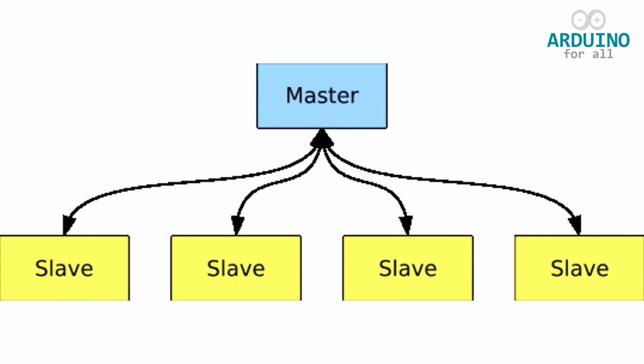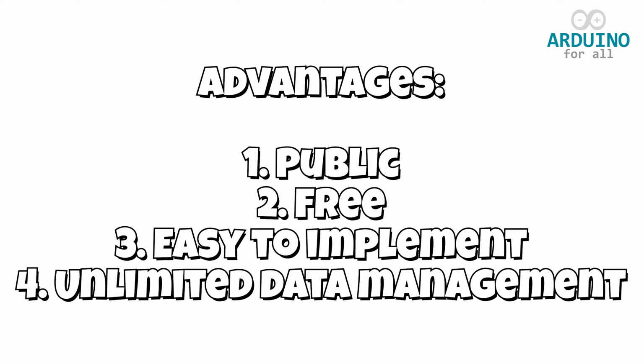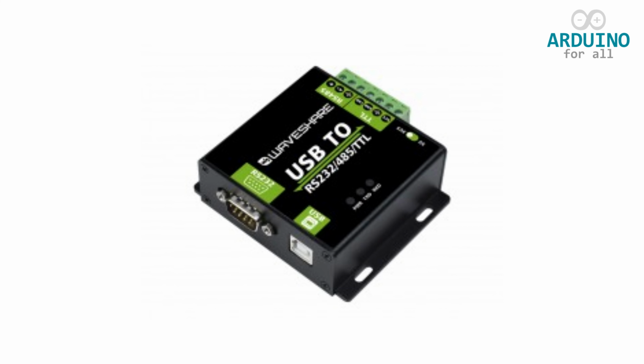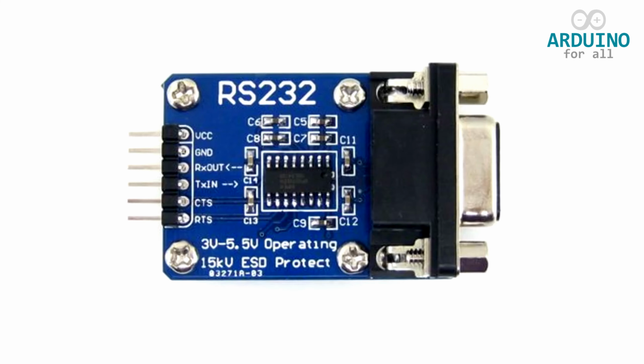Its main advantages: it's public, free, easy to implement, and handles data blocks without big limitations. The downside of RTU is the lack of security against unauthorized commands, but in TCP/IP, this is mitigated by network layers. Modbus can run through USB, RS-232, RS-422, or RS-485.